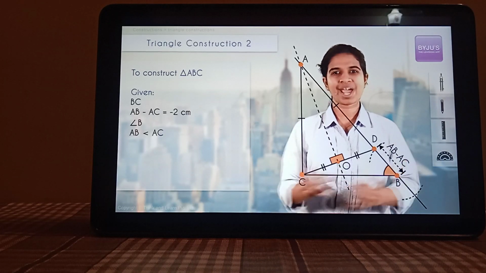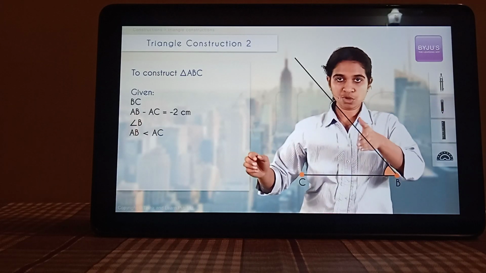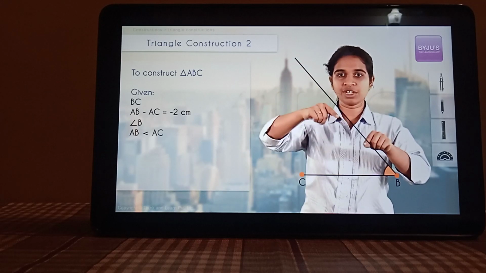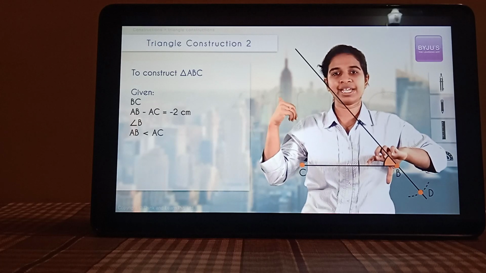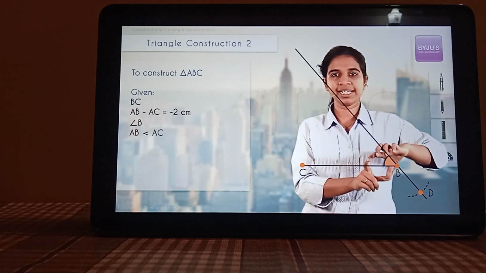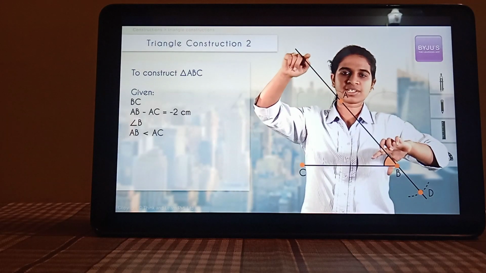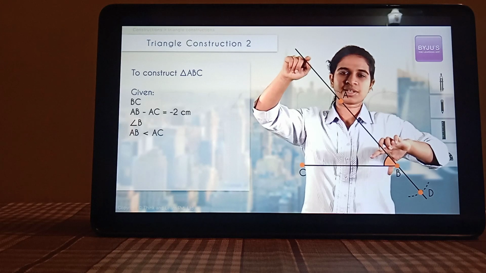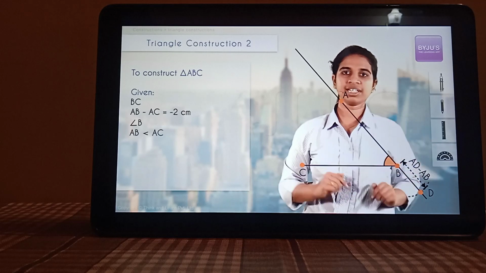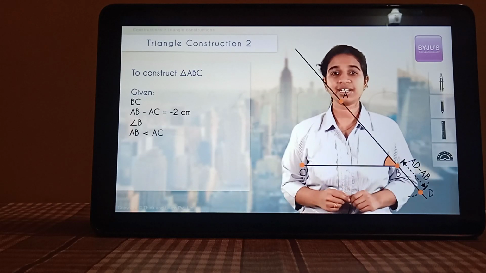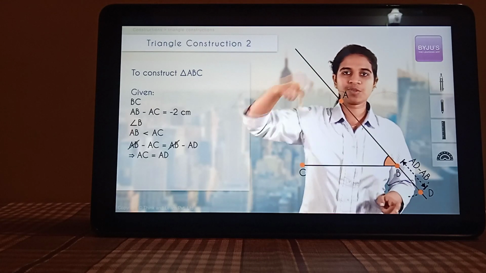So that's what we are going to do. And then the process remains exactly the same. You have ray BC, angle B is given to you. Now, instead of measuring BD on this side, just extend the ray to the other side and measure BD here. Why? Because BD is minus 2. Now we'll follow the same process. If I take point A to be somewhere here, this BD is nothing but AD minus AB. You can see it in the diagram. But we know that this distance is actually AC minus AB. That means AD should be equal to AC.